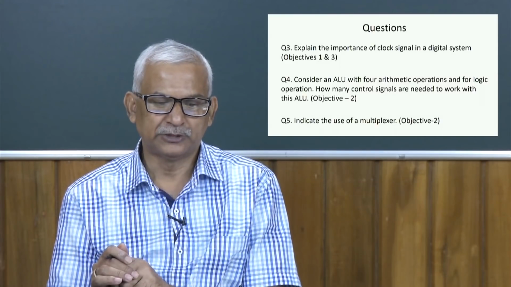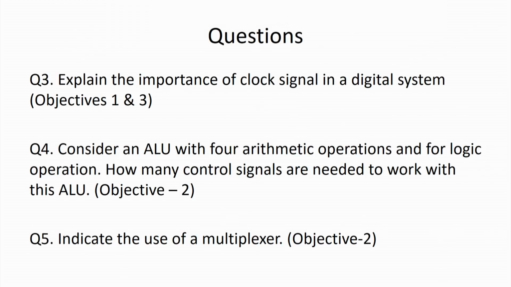Third one: explain the importance of the clock signal in a digital system. This is objective 1 and 3. Basically, in case of a sequential circuit, it may be synchronous or asynchronous, and we need the clock signal. So, you just look for the importance of this particular clock signal when we design any digital system. Question 4: consider an ALU with 4 arithmetic operations and 4 logic operations. How many control signals are needed to work with this ALU? I think I have already explained these things in my lectures. You can go back to that portion and find it there.